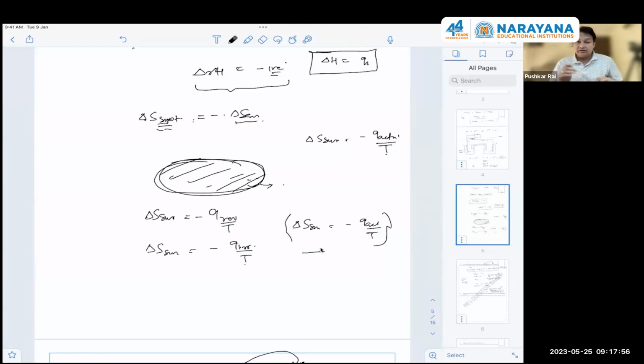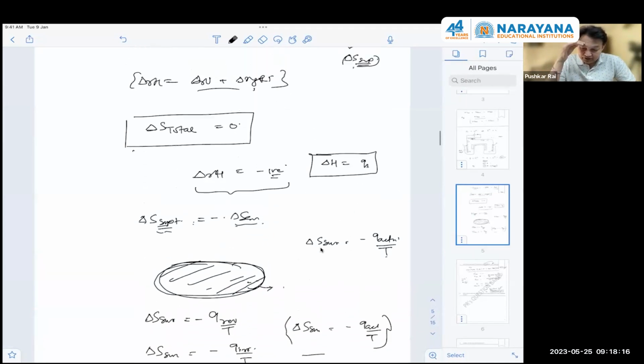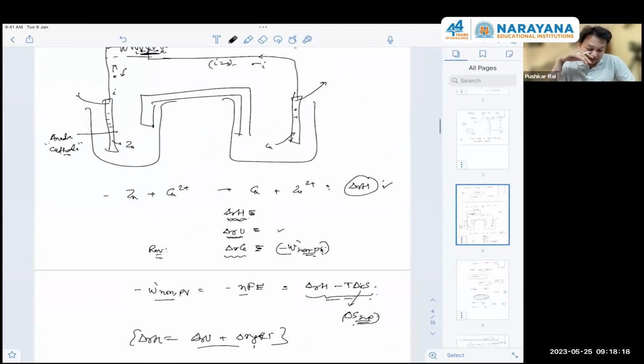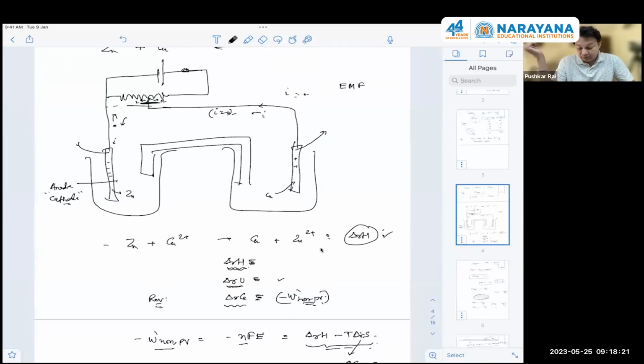We used to say this. So what is the catch here? What is the paradox it seems to be? There seems to be a paradox: if delta S total is equal to 0, what is our approach? If we are carrying out this process reversibly, then of course in a reversible process, delta S system and delta S surrounding, the sum of these two values should be equal to 0.